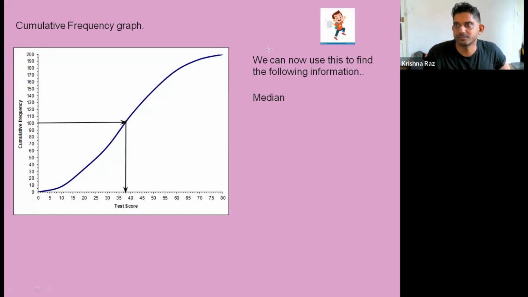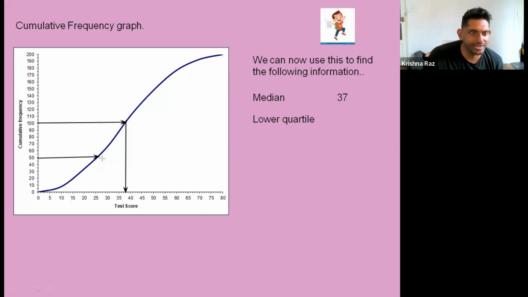So that is about 37, I think. 37 or 38. Let's see what I've got. 37. Next, we want the lower quartile. If there's 200 people, what's a quarter of 200? Exactly. Well done, 50. So we draw from the graph on the cumulative frequency from 50, and we hit the line, and that will tell us the score of the 50th person, which is about 26 or 25.